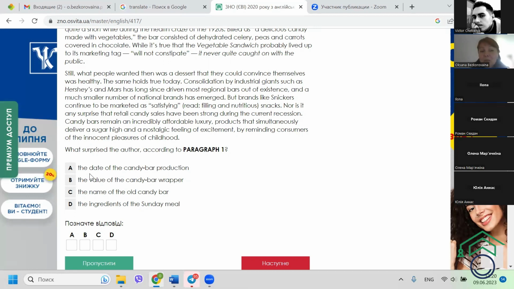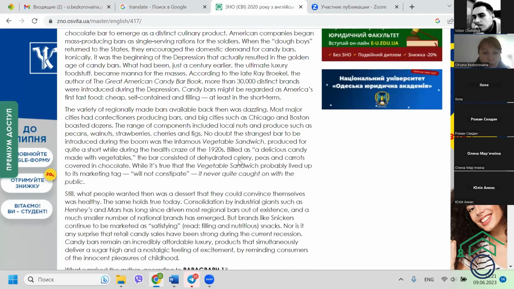Отже, пам'ятаємо, the date of the candy bar production. Do we know the information about the date? No, we don't know this information, so it's wrong. The value of the candy bar wrapper. Does the text say anything about the value? Чи говорить текст про ціну? Ні. Нічого не говорить. Отже, залишається або C, або D. The name of the old candy bar. D, the ingredients. Інгредієнти.